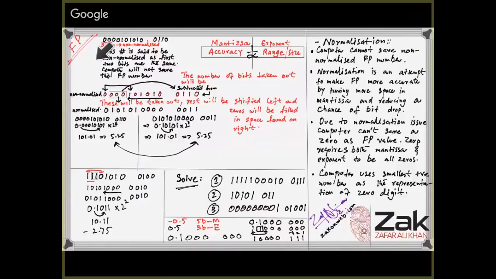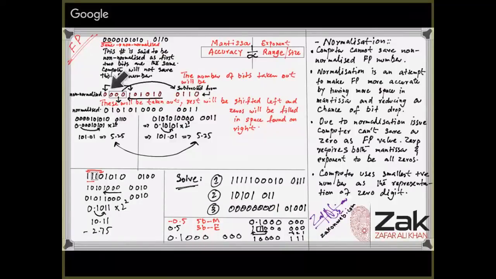Similarly, if the first two bits are the same, it is considered non-normalized. If it is non-normalized, the computer is not going to save it. It is not necessary that the first two bits are 0. If the first two bits are both ones, it is equally non-normalized. So if we have this situation, this number is said to be non-normalized as the first two bits are the same. The computer will not save this floating point number.